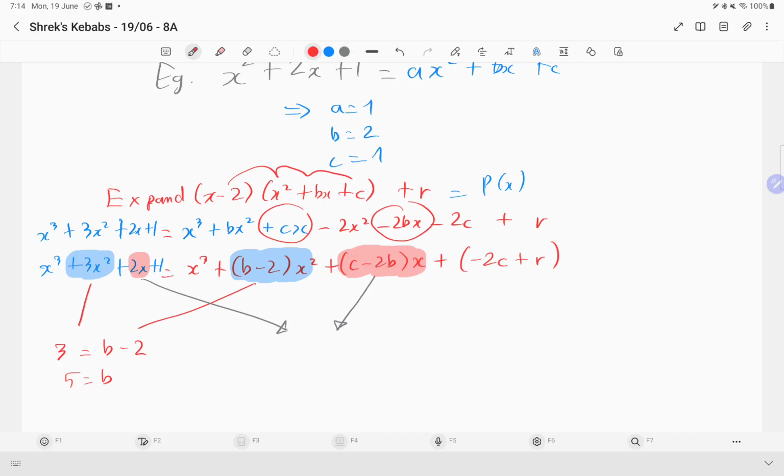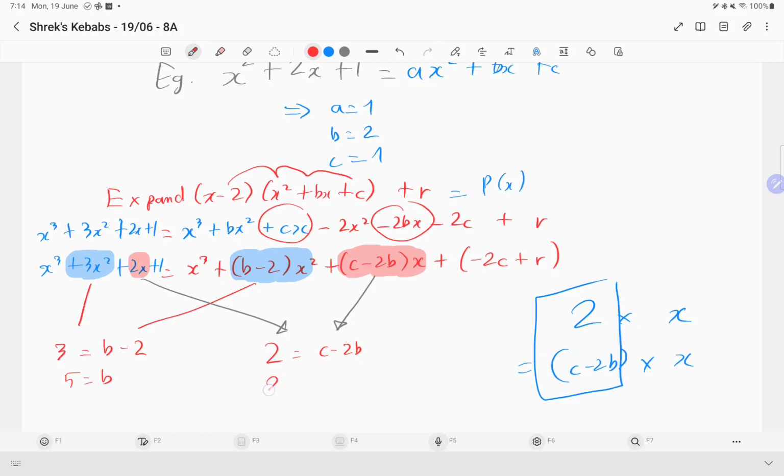Uh, 2x is equal to bracket c minus 2b. 2x is equal to bracket c minus 2b times x. Yes, but you normally wouldn't put the x. You're only comparing the coefficients. Does it make sense, Amani? Yeah. So it's like saying 2 times x is the same as c minus 2b times x. That means these two must be the same, because they're both times by x on the two sides. Because they're both coefficients of x, so they must be the same.